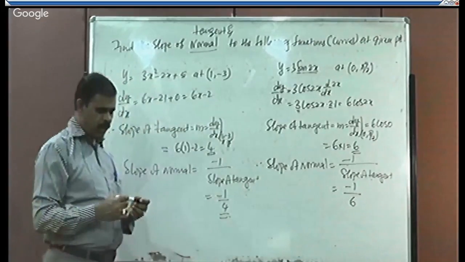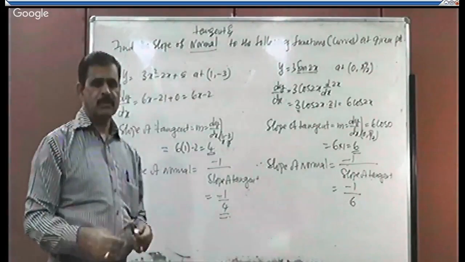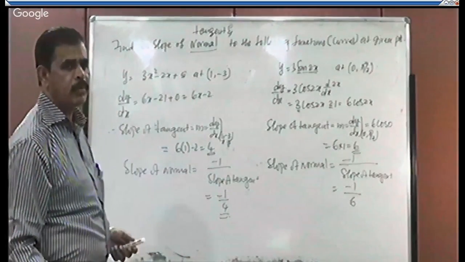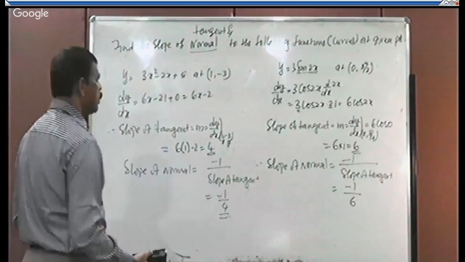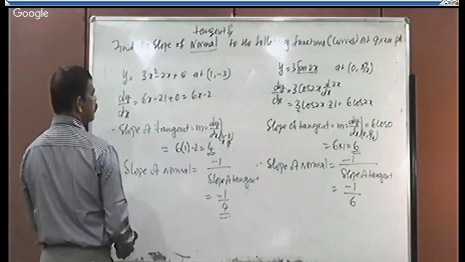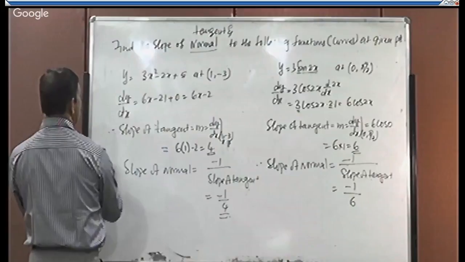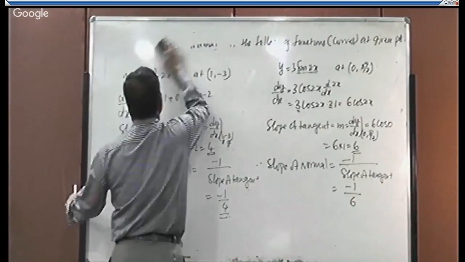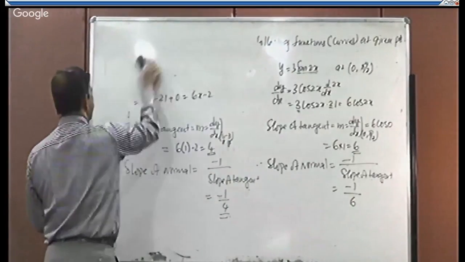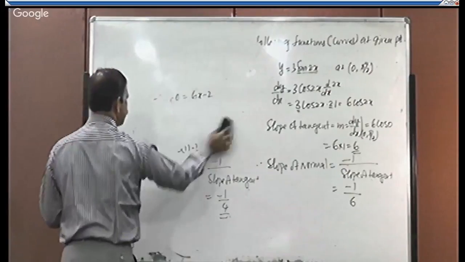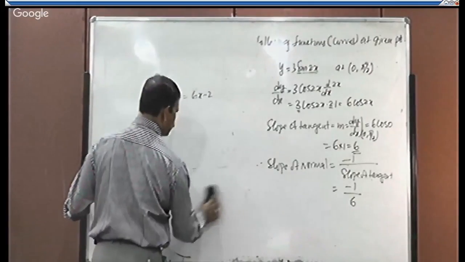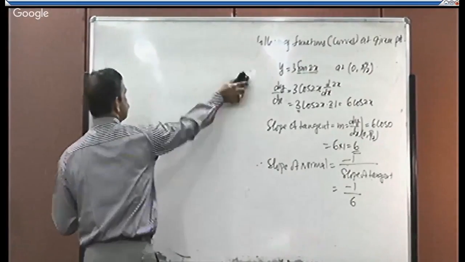So this is the way in which we are going to find out slope of tangent and slope of normal. This is important. For 2 marks, 3 marks, they will ask you to get slope of tangent or slope of normal. Now, let us see the procedure of getting equation of tangent and equation of normal.